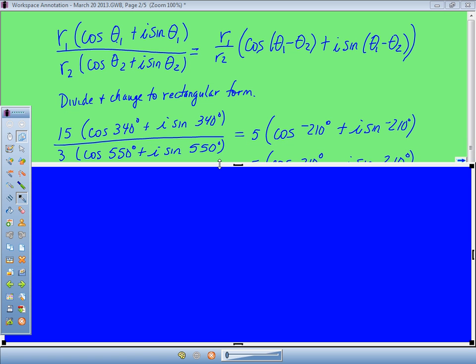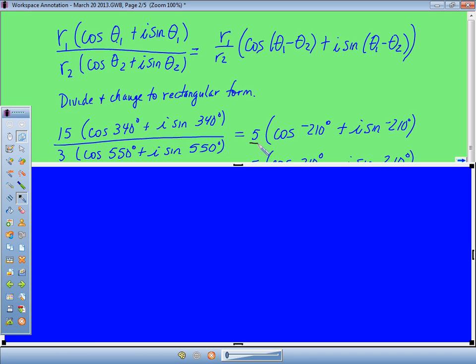So this is the problem we started with. 15 cosine of 340 plus I sine 340 divided by 3 times the cosine of 550 plus I times the sine of 550. All you'll need to do is divide the r's, the 15 divided by 3, which is how we got this 5 out front, and subtract the angles. Now, since it's top minus bottom, the larger number is on the bottom, so when we subtract it, we get actually a negative 210 degrees.